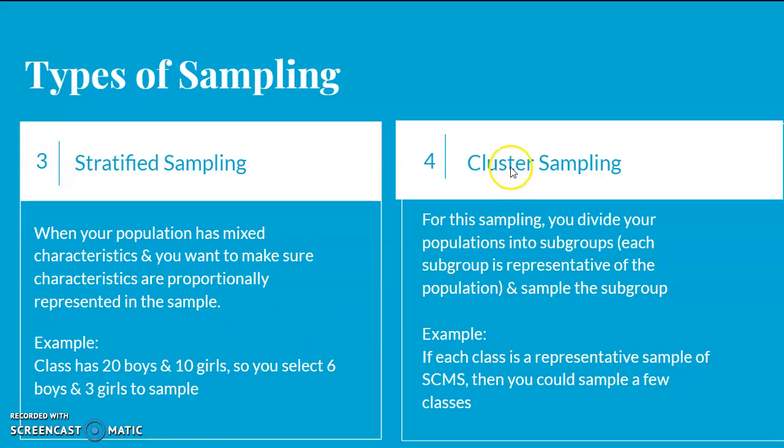And then the last type of sampling for probability is cluster sampling. For this sample, you divide your population into subgroups. Each subgroup is representative of the population, like I showed you in the picture, and you sample that subgroup. So here's my example. If each class is a representative sample of Spencer County Middle School, then you could sample a few classes. So you could sample maybe Mr.